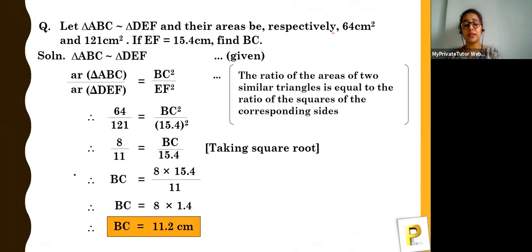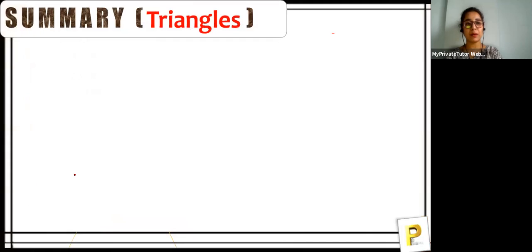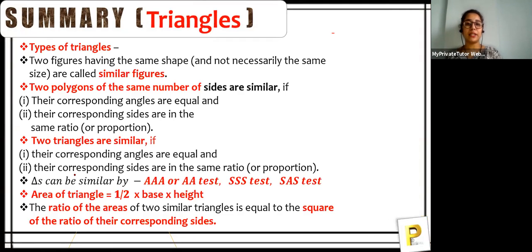Here we are done with the whole part of the session for today. Let's have a quick summary of today's session. First we studied what triangles are: shapes with three angles and sides. Two figures having the same shape and not necessarily the same size are called similar figures. Two polygons of the same number of sides are similar if corresponding angles are equal and corresponding sides are in proportion.